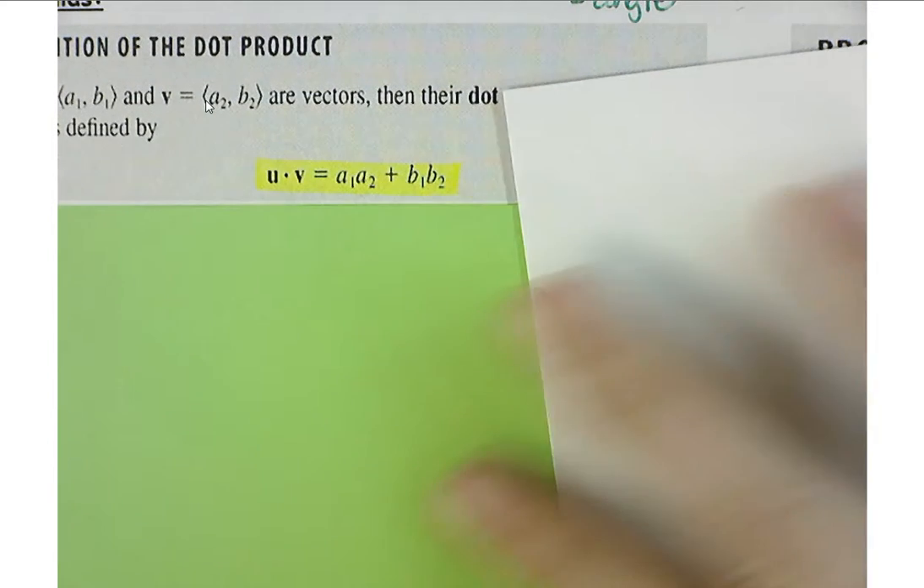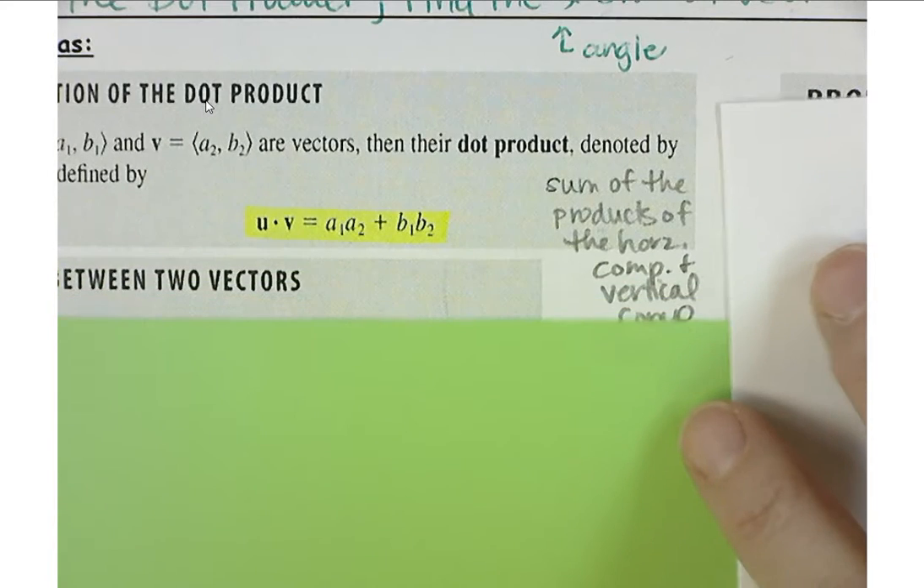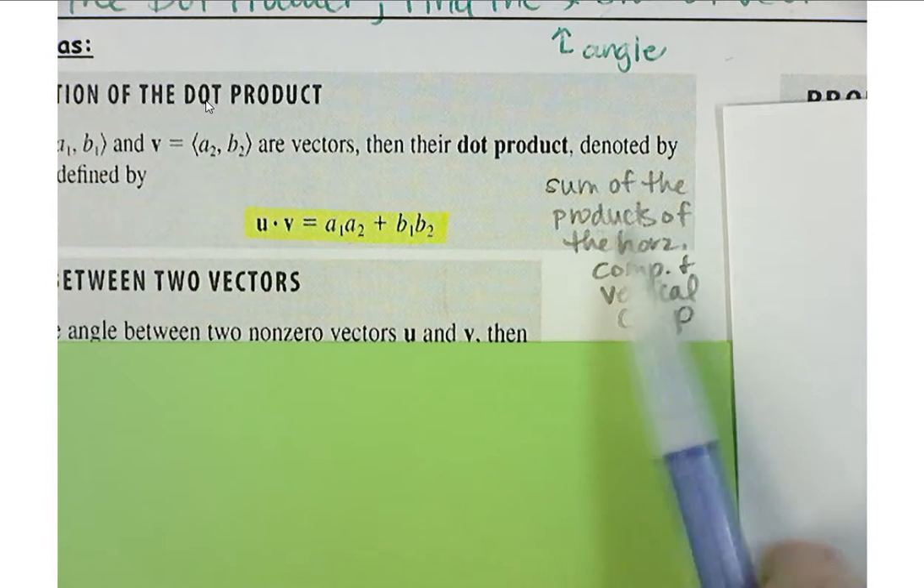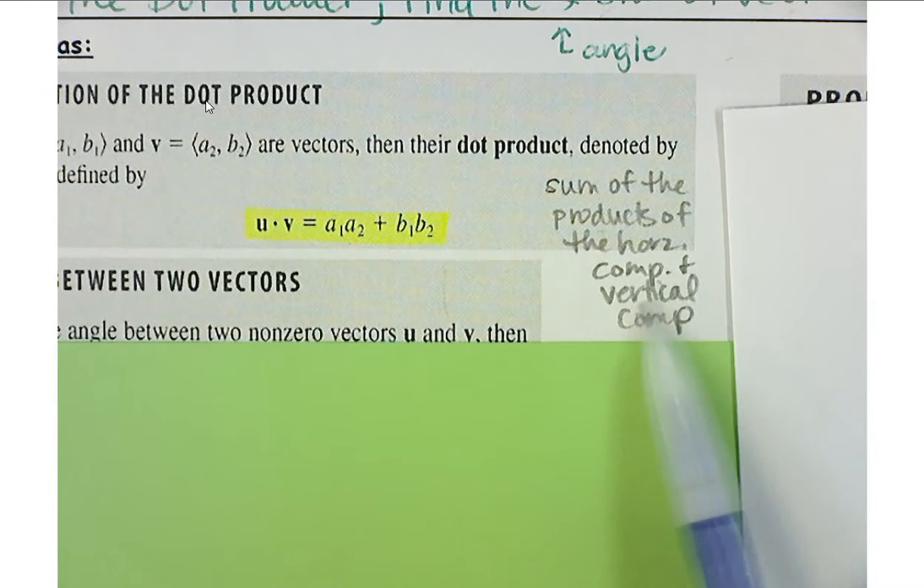Okay, so one way we can think of this, it is the sum of the products of the horizontal component and the vertical component. Okay, when we try to write that in our own words, then that starts to make sense to us. Then we aren't just seeing variables with little numbers by them. Now we're putting meaning behind that formula. Okay, and then we can apply it.